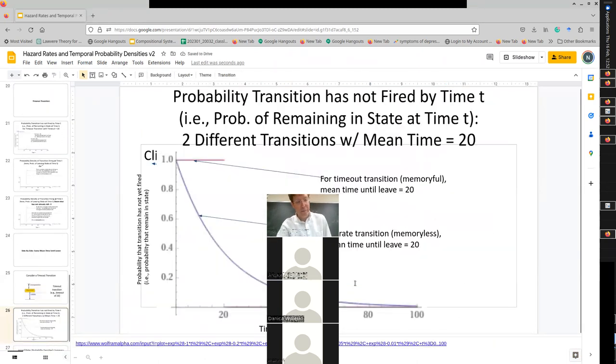And so, ladies and gentlemen, there's my nice plot, by the way, of a timeout. The chance that you will still be in the state after a certain amount of time, for a timeout transition, looks like this: it's 1, 1, 1, 1 until the timeout, and then it goes to 0. For a rate transition, it's memoryless, it goes down. It doesn't matter how long you've been in that state, your chance of leaving in the next little bit is the same. Timeout transition, it's entirely dependent on how long you've been there. These have the same mean time until you leave, 20 years, but they look very different. This one is a mean value of 20 years because it's exactly 20 years. This is a mean value of 20 years, the decreasing curve: you have some chance of leaving early, some chance of leaving later. Timeout transition, memory-full. Rate transition, memoryless.